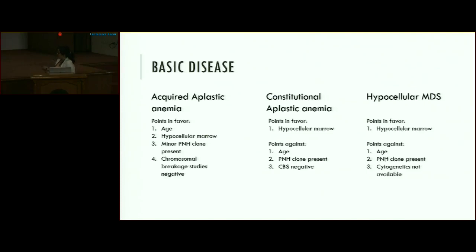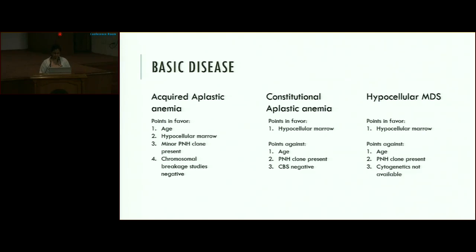of aplastic anemia are the age of presentation, minor PNH clone being positive, which is almost always indicative of an acquired cause, and chromosomal breakage studies being negative. The same points also go against constitutional aplastic anemia and hypocellular MDS. However, we do not have the cytogenetics or NGS panel available with us, which would have effectively excluded hypocellular MDS and constitutional aplastic anemia for us. So now we go ahead with a basic disease of acquired aplastic anemia.